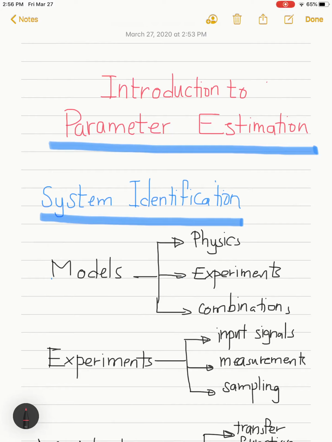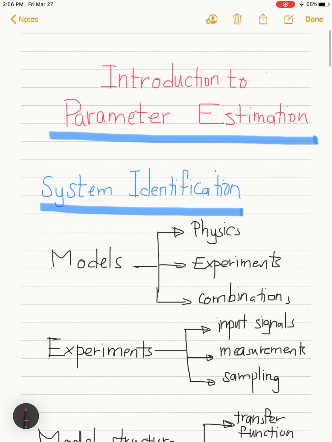Welcome everyone. We'll continue our lecture on parameter estimation, and in this lecture I'm going to start by first giving a brief introduction to a broad topic, which is system identification.